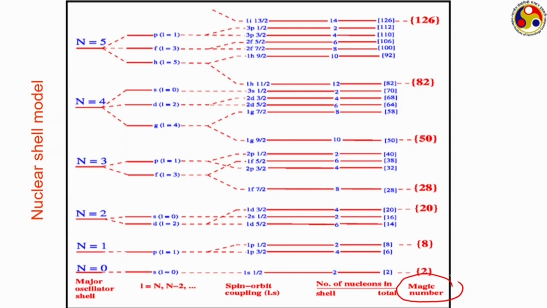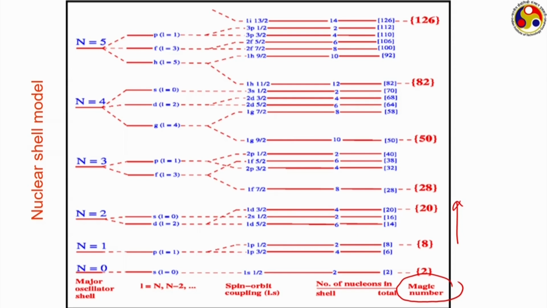But the interesting thing is the last column here, something called the magic number. The magic number refers to a certain number of nucleons present in certain orbits, or I should say when the total number of nucleons is any of these numbers mentioned here, that is 2, 8, 20, 28, 50, 82 and 126, then that corresponding nucleus will be a highly stable one. I repeat, if a nucleus has any of these numbers of nucleons, it is expected to be highly stable as per the nuclear shell model.